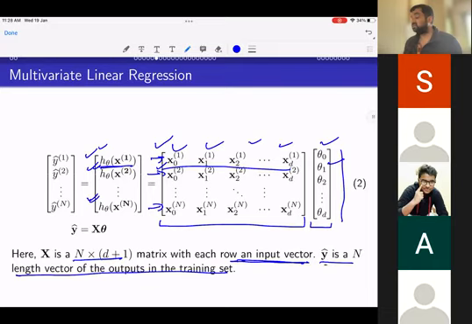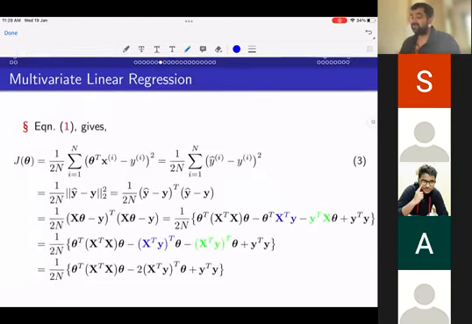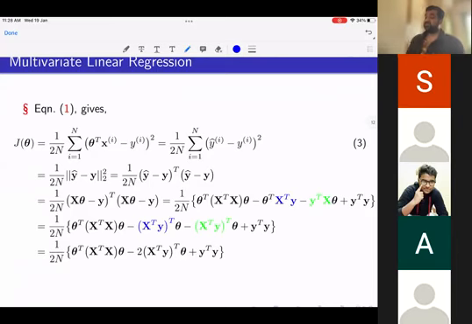So remember that y hat is also an n length vector. When we went from univariate to multivariate, what did we change? x is a d plus 1 vector now, and y can also be represented as an n length vector, right? We will use this later when we compute the solution. So let us go ahead.